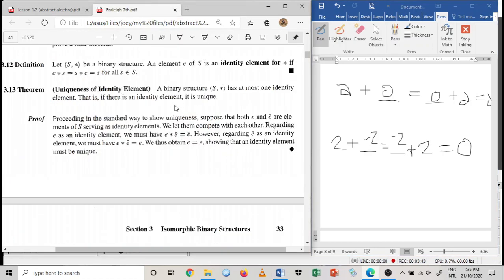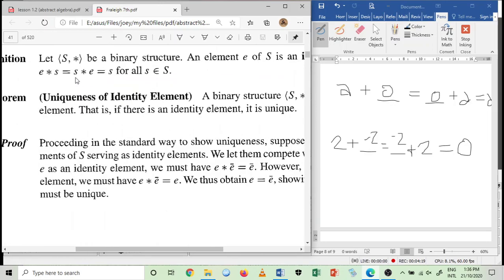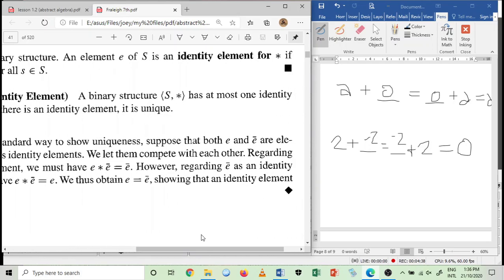Let's go to our book. For this property, we have here the formal definition. Let S together with a binary operation asterisk be a binary structure. An element E of S is called an identity element for the operation if E operation S is equal to S operation E, and both are equal to S. This is true for all elements S in the set. The element that possesses such a property is what we call the identity element for the operation.